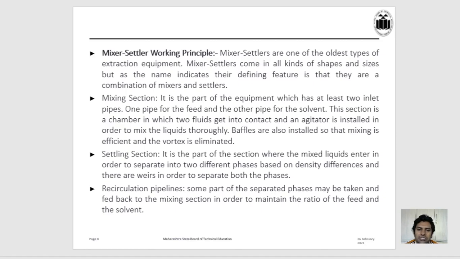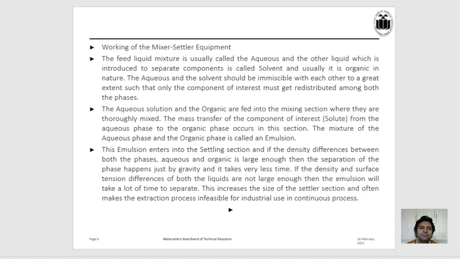Now for the settling section, it is the part where the mixed liquids enter in order to separate into two different phases based on the density difference, and there are weirs in order to separate both the phases. In between, there is one circulation pipe. Some part of the separated phases may be taken and fed back to the mixing section in order to maintain the ratio of feed and solvent.